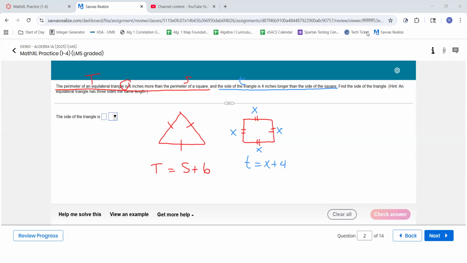So then isn't the perimeter, which I call S, going to be 4x? So I'm looking over here, I'm going to replace S with 4x. That's the perimeter of the square plus 6. That equals the perimeter of the triangle. Well, that's great, but I still don't have anything for the triangle. Or do I? So the side of a triangle is 4 more than the side of a square. So if the side of a square is x, the side of the triangle is x plus 4.